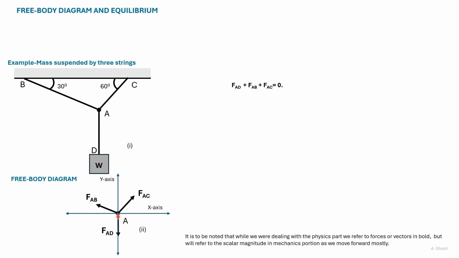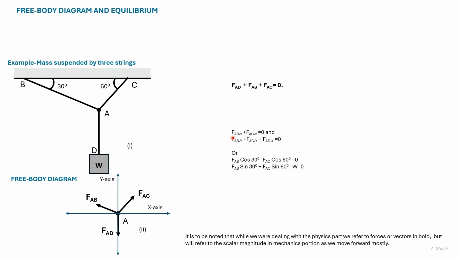So the knot is being pulled by FAB, FAC, and FAD. These are not the forces that the knot itself exerts, but the strings exert on the knot. The knot is in equilibrium, so the vector sum of forces acting on the knot would be 0. So FAB, FAC, and FAD add up to 0. This is a vector equation, and there's no forces in the z direction.